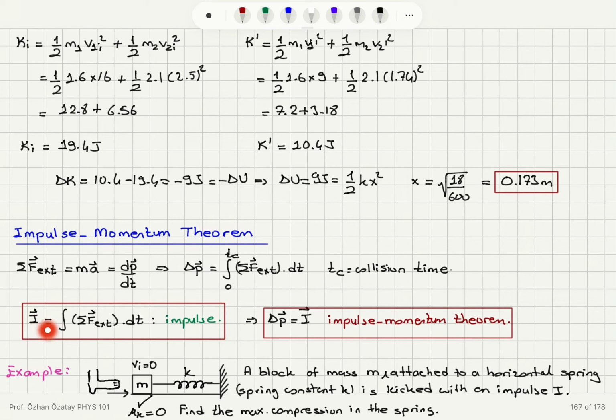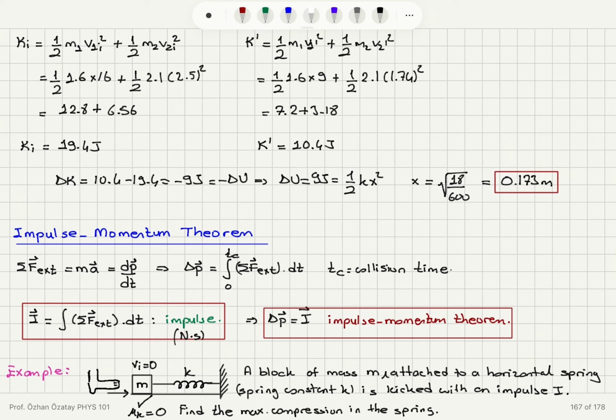This integral, the net external force times dt integrated over time, is what I call impulse. It's a vector, and it is measured in newton seconds. That will be the unit. The impulse-momentum theorem tells me that if you don't have linear momentum conservation, you have the impulse-momentum theorem: the change in the linear momentum is equal to the impulse.